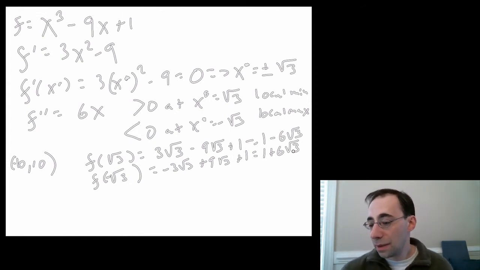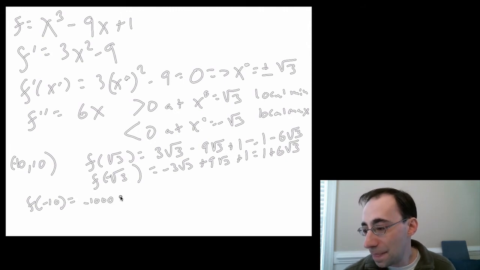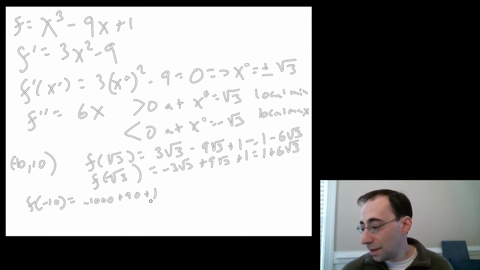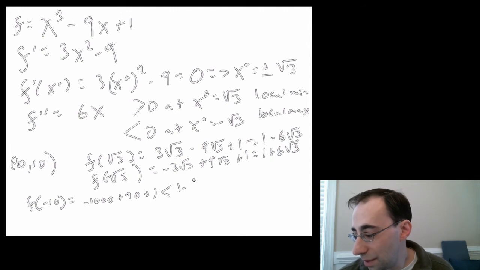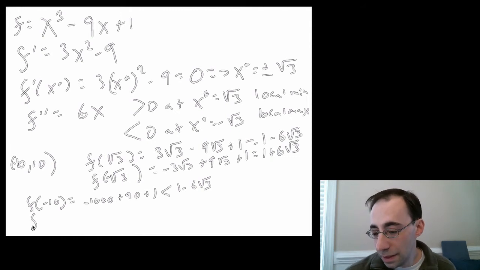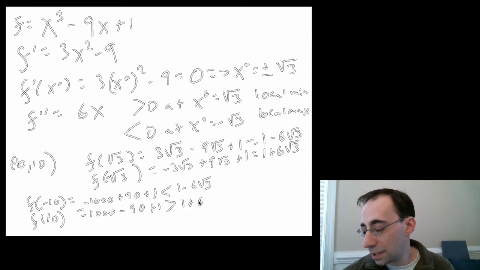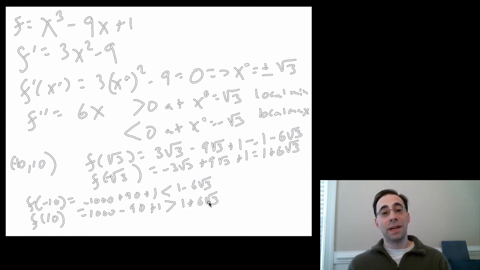How about the bounds? Well, the function evaluated at negative 10 is equal to negative 1,000 plus 90 plus 1. Right? That is clearly very, very small, much smaller than 1 minus this. So the global minimum is at negative 10. Similarly, this is 1,000 minus 90 plus 1, which is much, much greater than 1 plus this. So the global maximum is at 10.